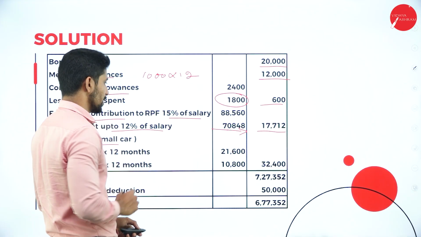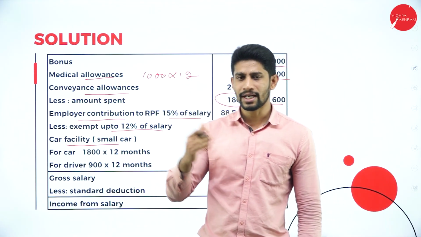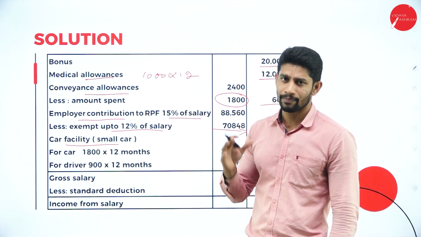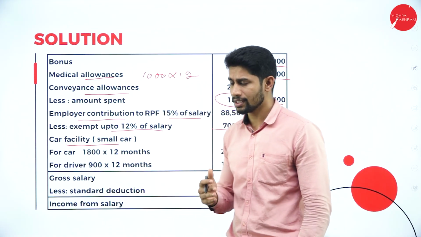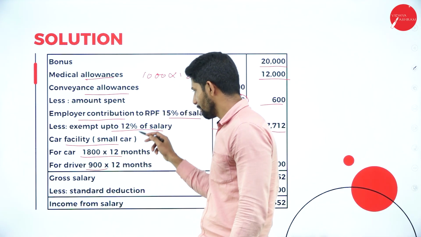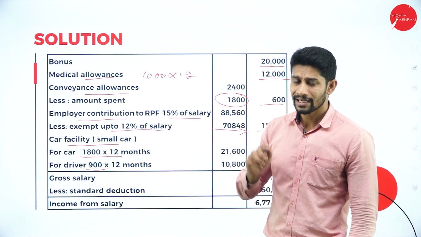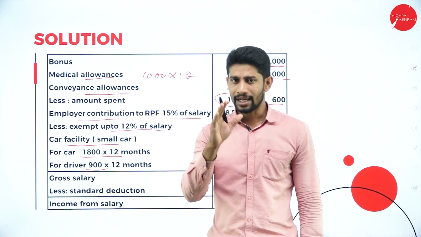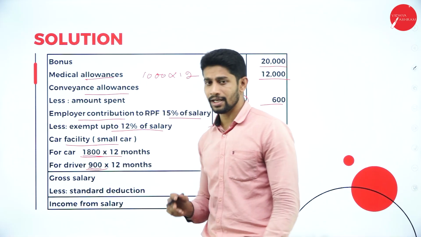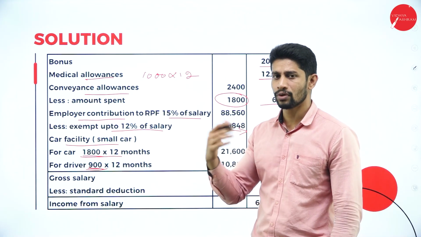Next one, car facility. Here they are providing the car facility, that too a small car. In car facility, if the employer is providing the car and giving all the expenditures, and it is maintained by the employer and used for personal and private purpose, then for the car we compute 1,800 and for the driver 900 if it is a small car. If it is a large car, we compute 2,400 for the car and 900 for the driver. So for the driver it is constant 900 in both large and small car.